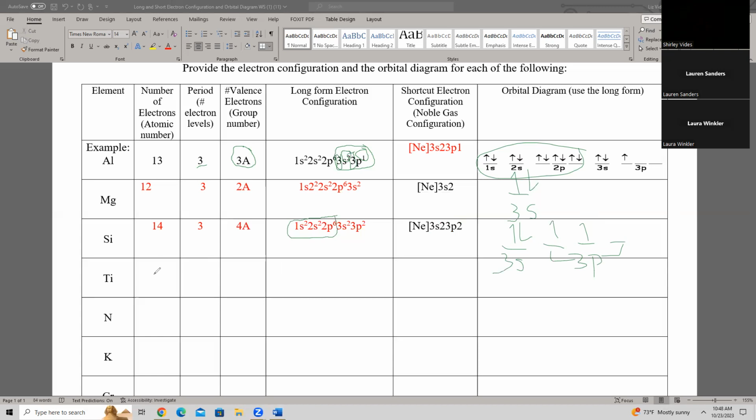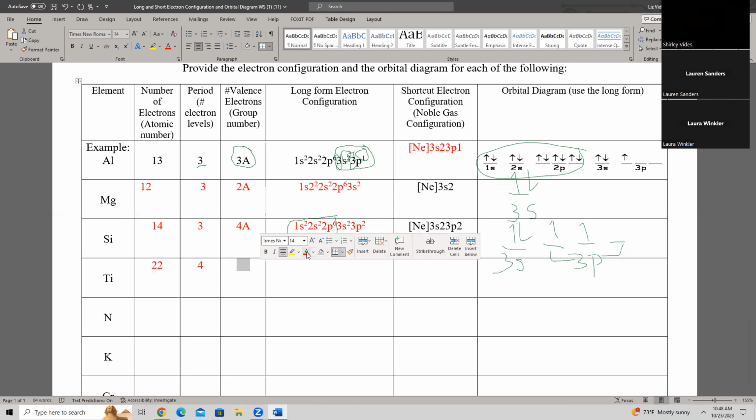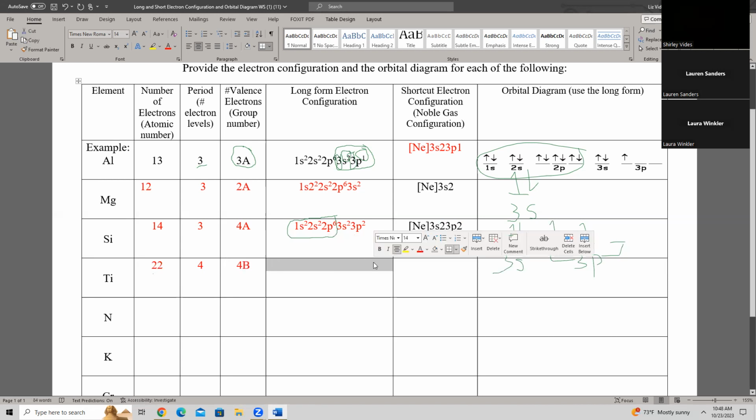All right, titanium. Titanium is what element? 22. So we are one down on this one. So we're 22 electrons. We're in period 4. We're in group B because titanium happens to be a transition metal, and all the B's are transition metals. And here's your electron configuration normally.